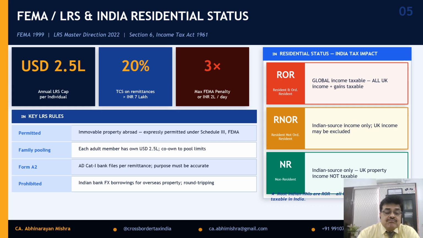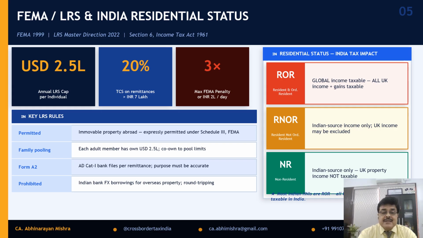Remittances above 10 lakh attract 20% TCS, so you should check the latest amendment in section 206C(1G). It can be claimed as a credit against your income tax. And once you own the property, the RBI FLA return is mandatory every year by 15th July. The penalty is INR 2 lakh per day of default.